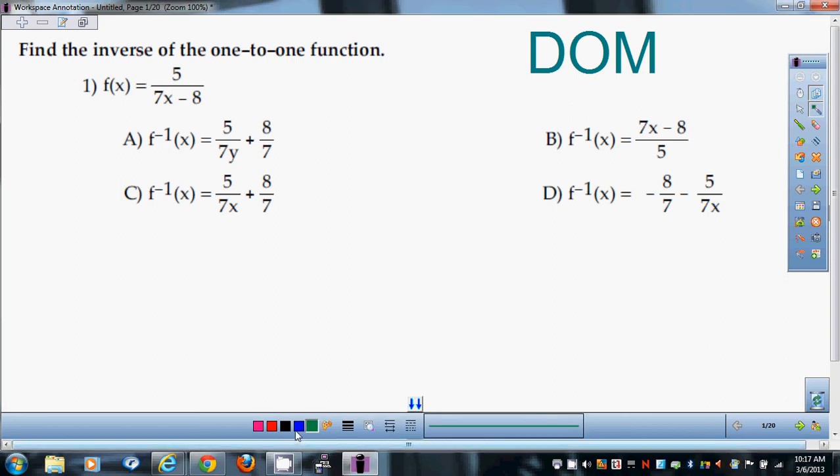All right. Who can tell me how to find the inverse? Marco. Switch y and x. Very good. And so how did you solve this?